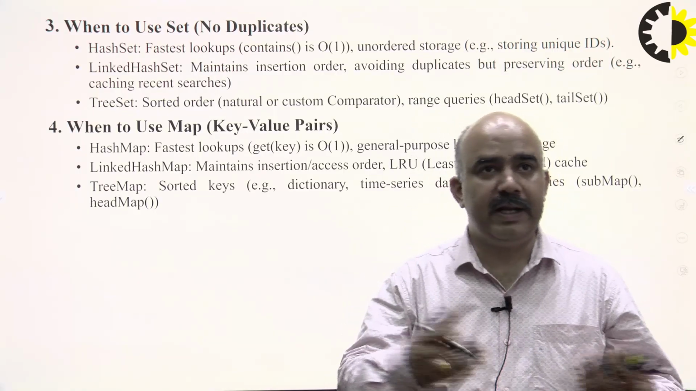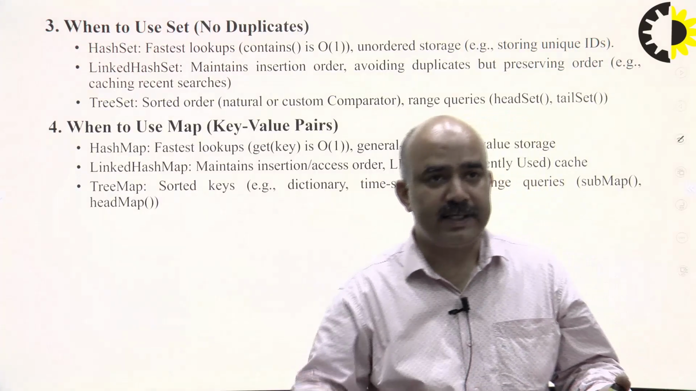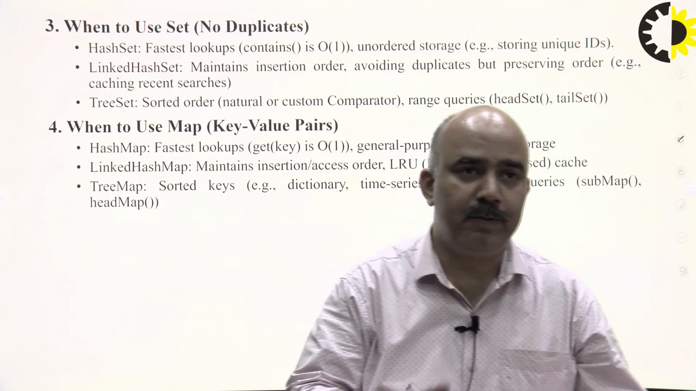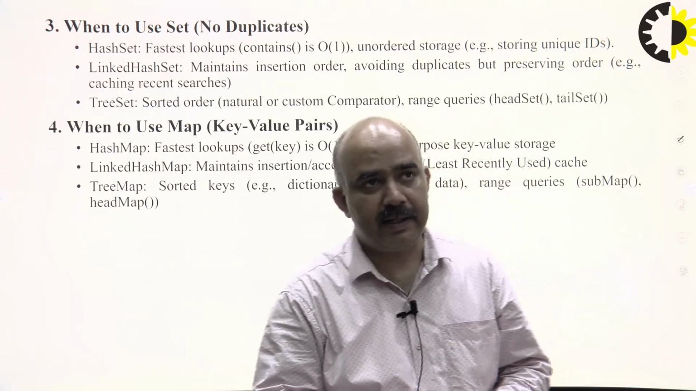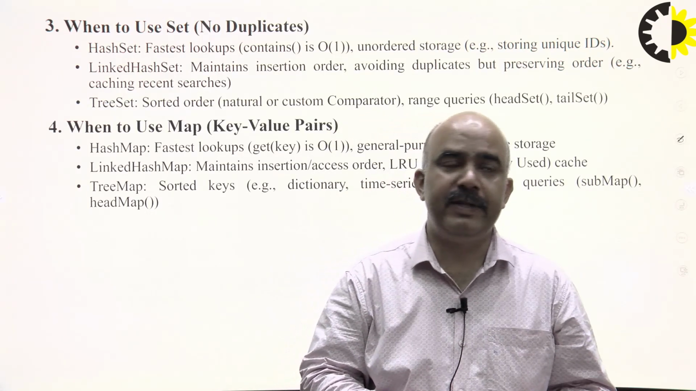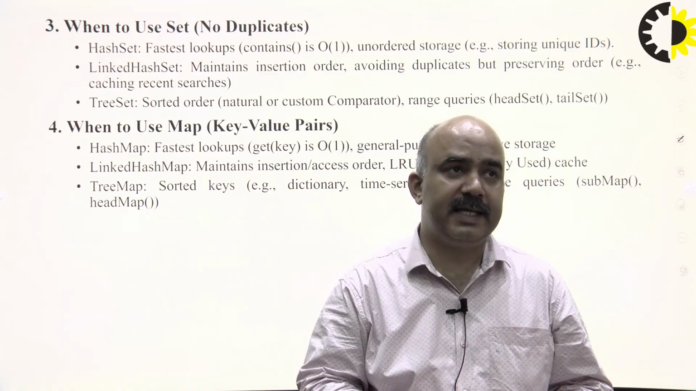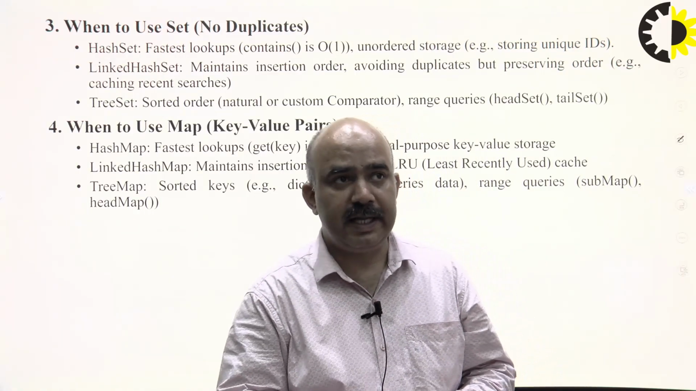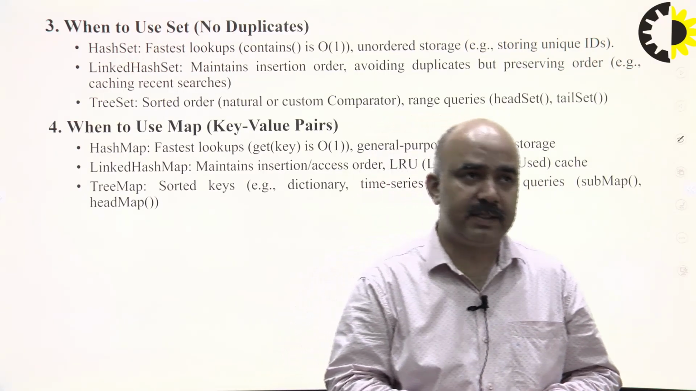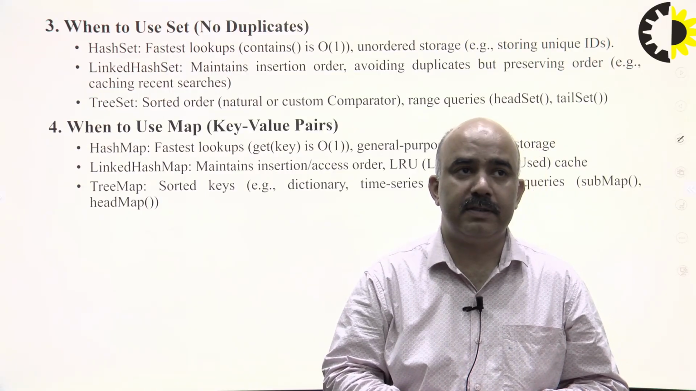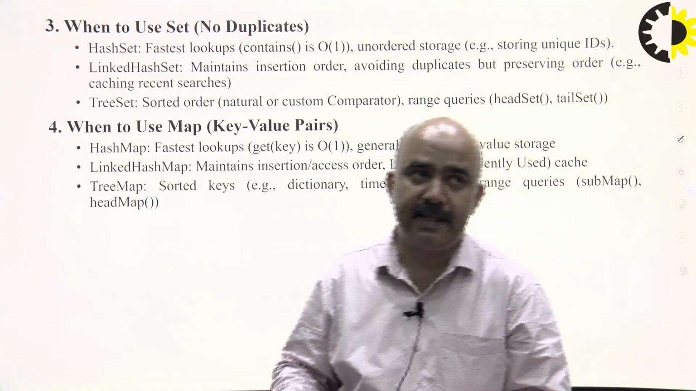In a set, when there are no duplicate values, we use the hash set. As I told you, for lottery systems the numbers cannot be the same, so two persons cannot have the same lottery number. So in a set, there are no duplicate values. With a hash set, we get fast lookup with unordered storage. With a linked hash set, we maintain the insertion order, avoiding duplicates but preserving the order. In tree sets, we get sorted order, natural or custom comparators, where ranges are required from head set to tail set.